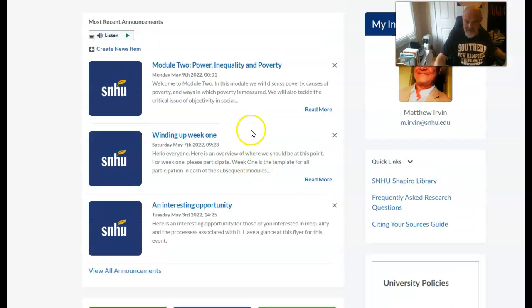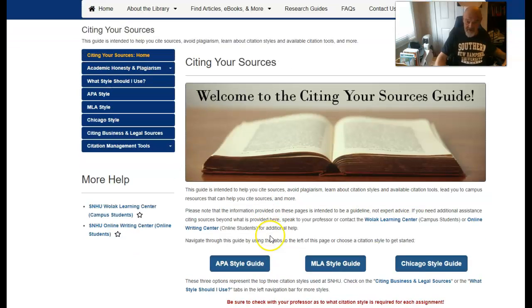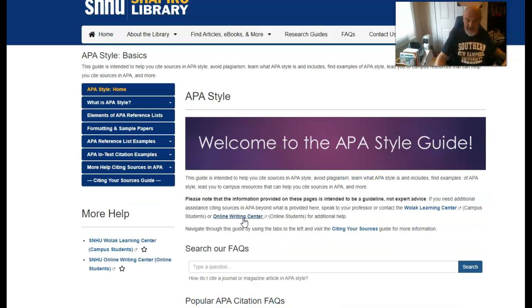I'll call your attention to a couple of pages that are going to be useful for you. One, if you haven't already accessed it, is the Shapiro Library website, where you're going to find resources. The other is going to be your Citing Sources guide. Let's take a look at this. You want to go over here and click on APA Style Guide. This is the style guide that you need to access for this class.